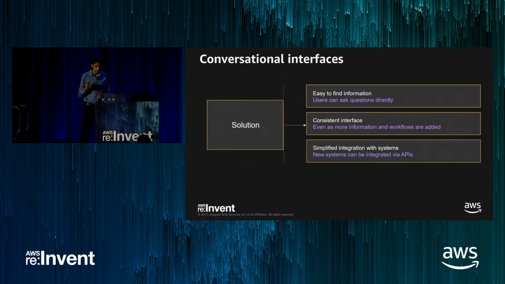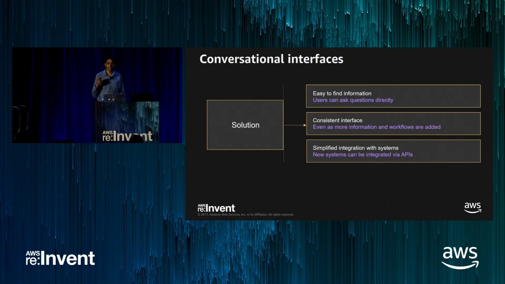So a conversational interface would be beneficial in this scenario, and for some of the same reasons I mentioned earlier. It is easy to find information using such an interface, whether it's voice or text input. You just ask a question and you get an answer. You don't have to navigate 30 different screens to get the information that you're looking for.